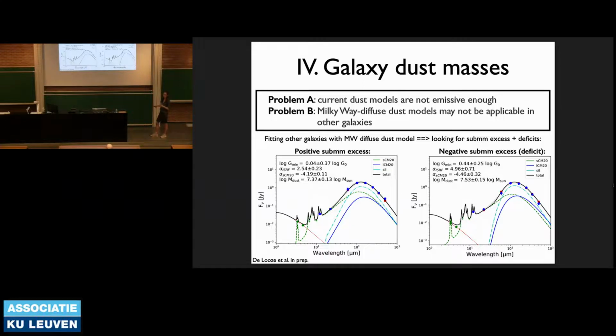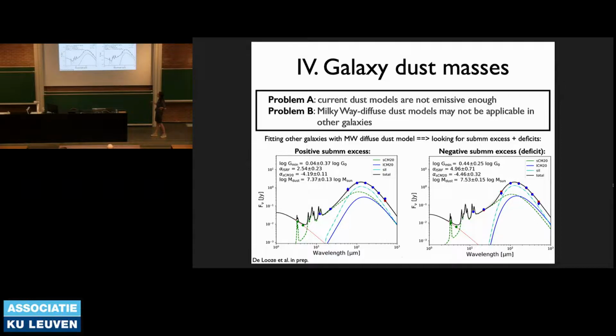We're modeling those data with a typical Milky Way dust model for the diffuse ISM, and we're looking for deviations from those models. So in this case, we focus on the longer wavelengths because there you're going to be more sensitive to the dust mass, and it's also been shown in laboratory studies that you may get a different effect at longer wavelengths.